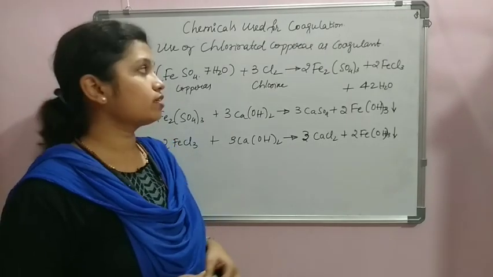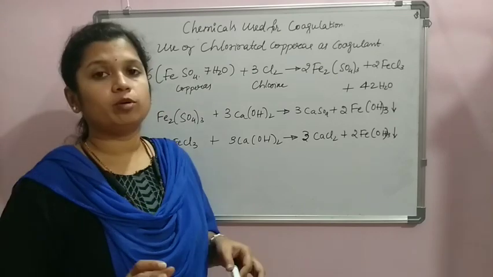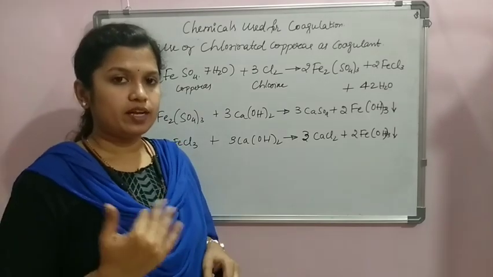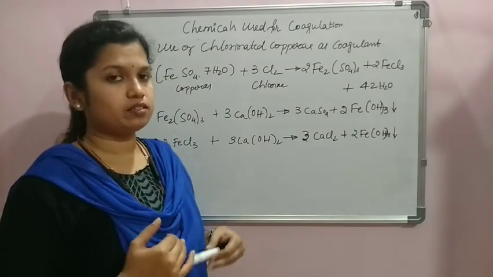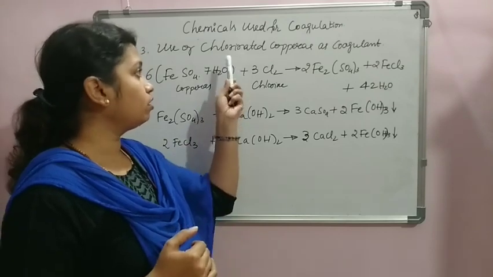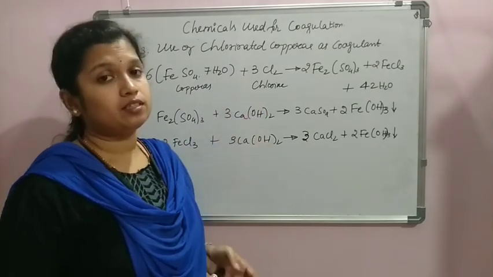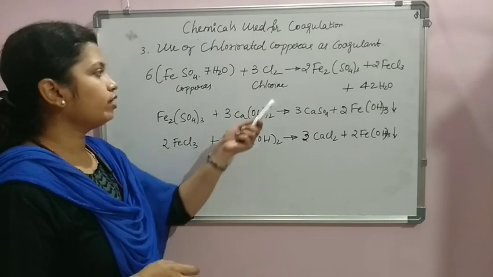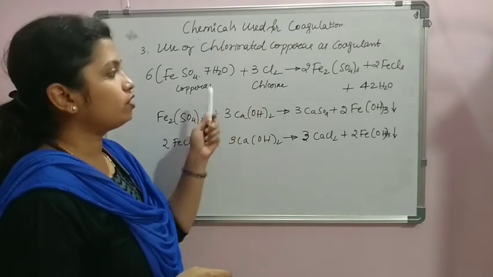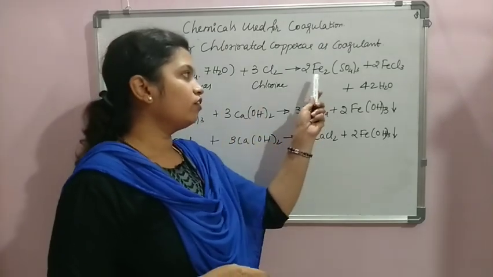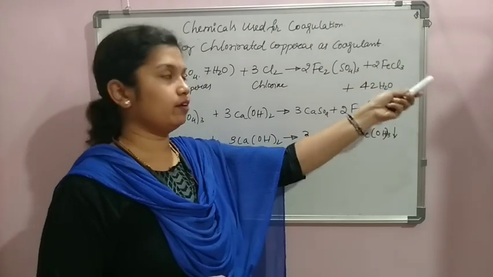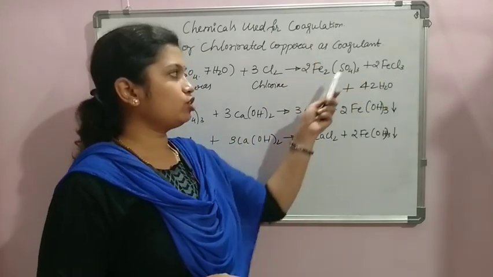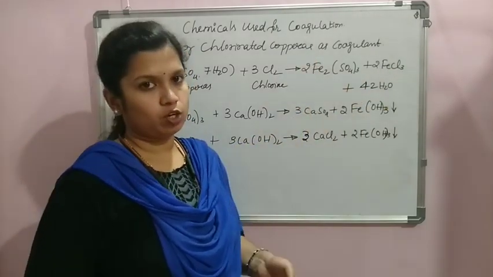The next chemical we are discussing is chlorinated copperas as a coagulant. Copperas we have already discussed previously; only one word is additional here, chlorinated. This is a condition wherein chlorine, when it reacts with copperas, gives rise to the formation of ferric sulfate and ferric chloride. These in combination together we call chlorinated copperas.